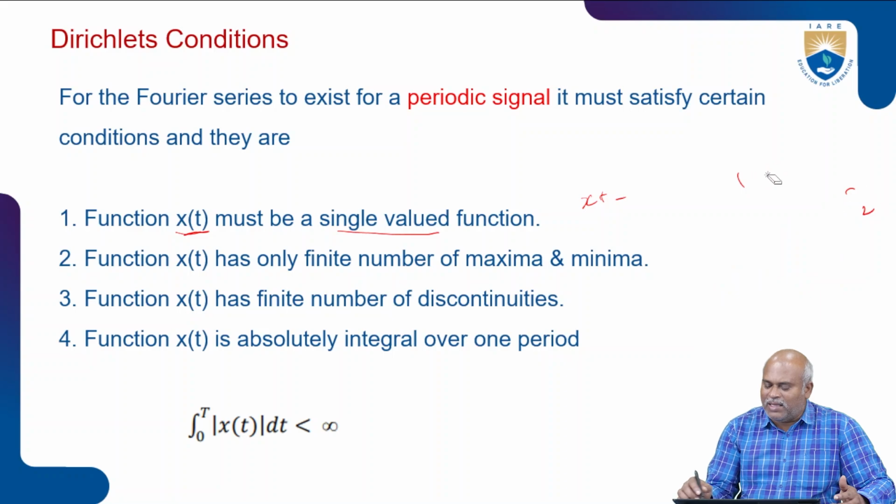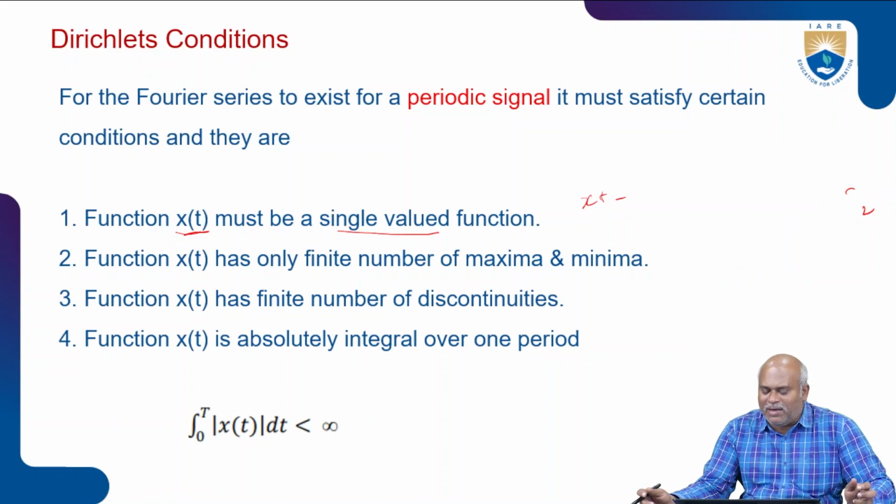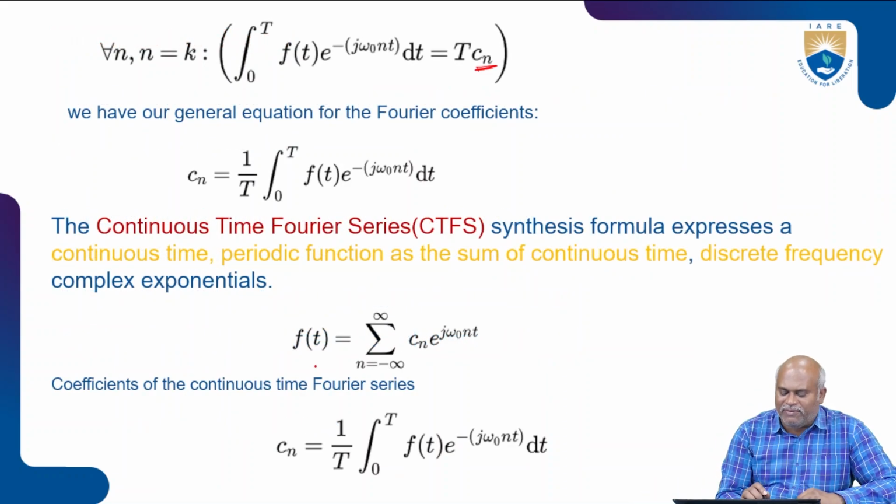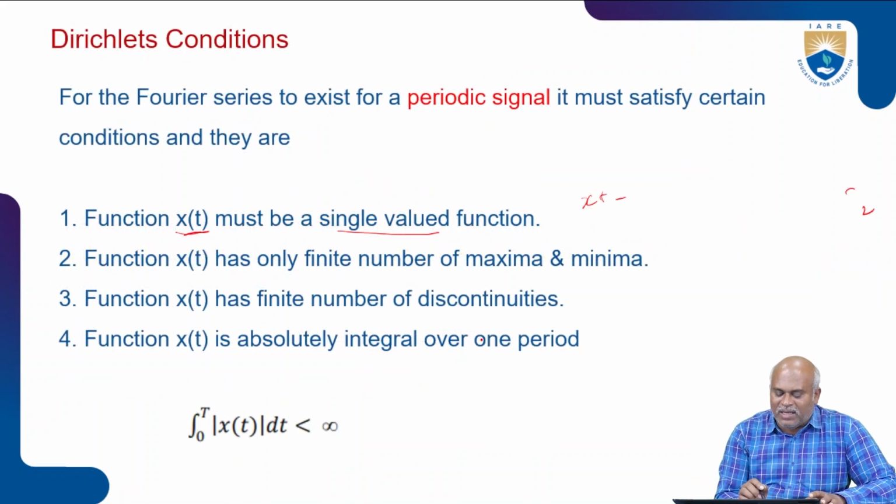Next case, the function x of t has a finite number of discontinuities. See here, what we write is f of t is equal to summation of n equal to minus infinity to plus infinity c of n e power j omega 0 n t. This is represented with a finite number of discontinuities. We can say that is 0, 1, 2, 3.